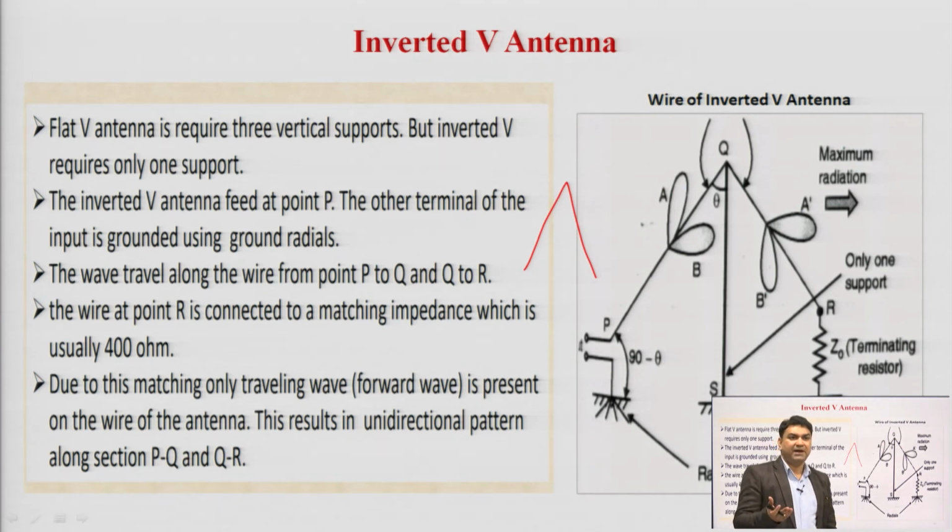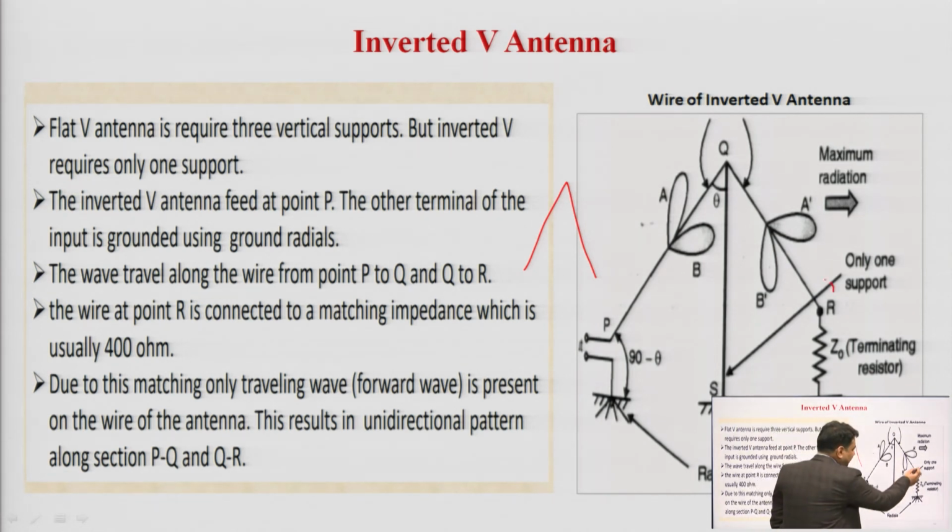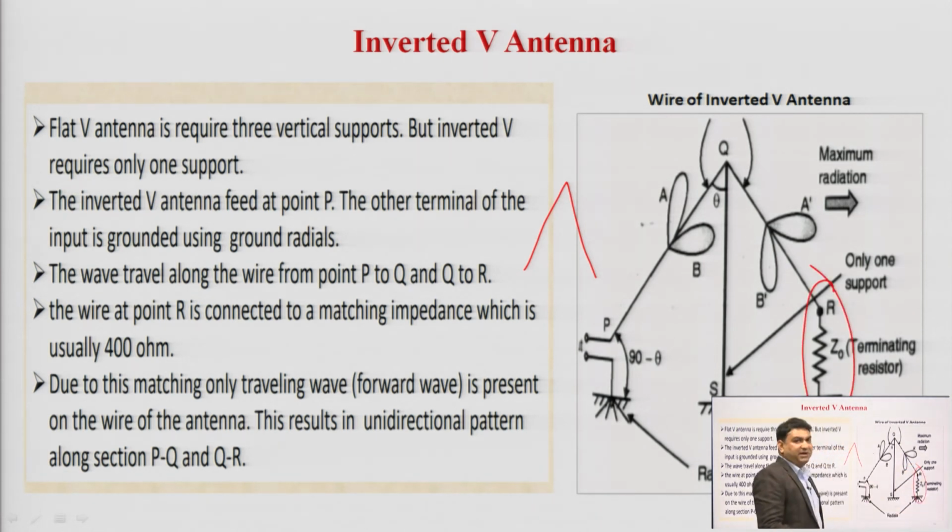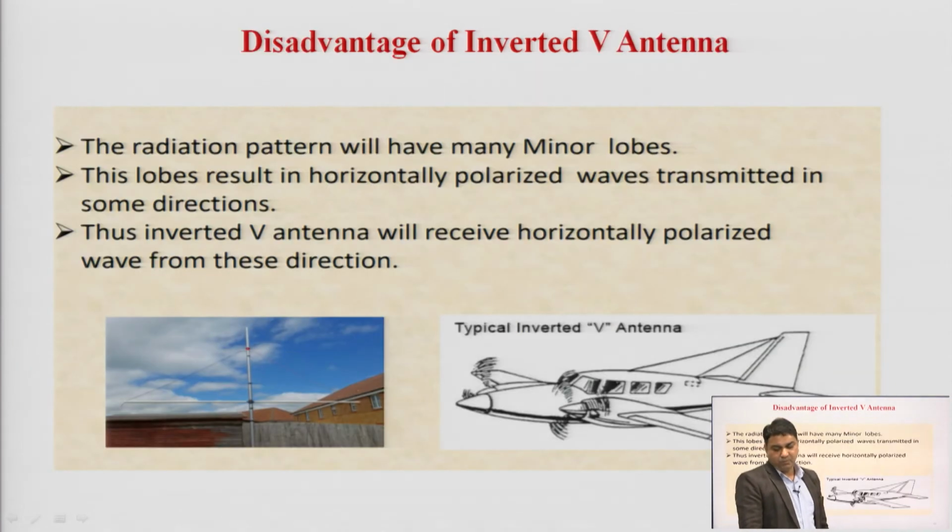properties. Due to this matching, only the travelling forward wave is present on the wire of the antenna, and this results in a unidirectional radiation pattern. According to this diagram, this is the terminating impedance. It means this is also a case of a non-resonant type of inverted V antenna, and we are receiving the radiation pattern in unidirectional form only.